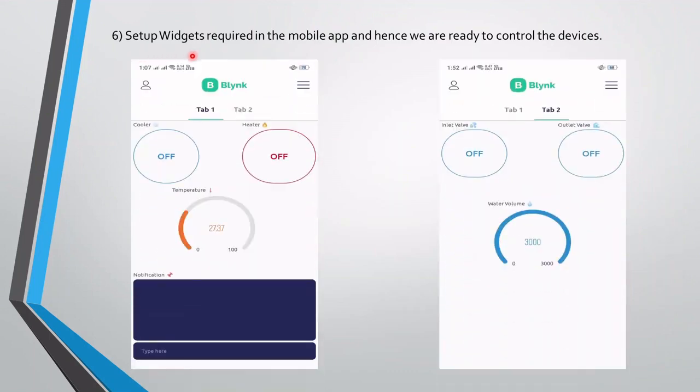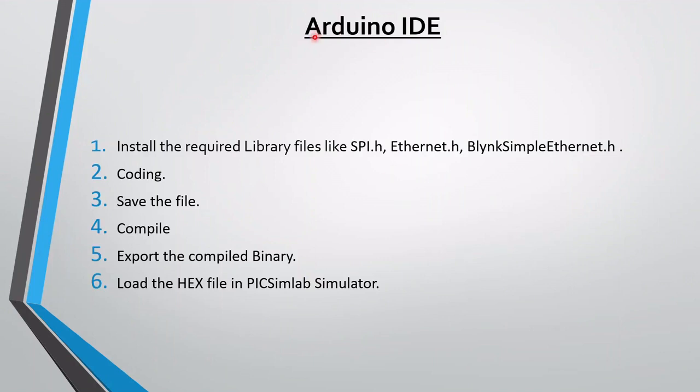Next, we set up the widgets required in the mobile app, and hence we are ready to control the devices. That is cooler widget, heater widget, temperature gauge, notification panel, inlet valve for water tank, outlet valve, and water volume gauge.